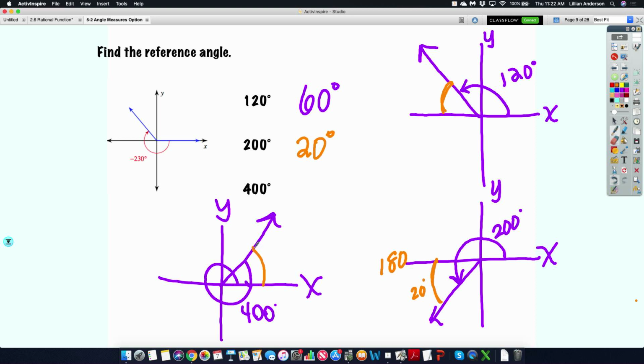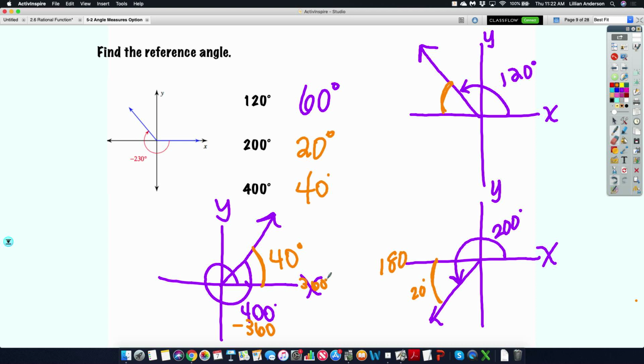So how many degrees is that? 40. It's going to be 40. How'd you get 40? 360. Very good. Because if you've gone around one time, you've already gone 360 degrees, so the remainder would make 40.